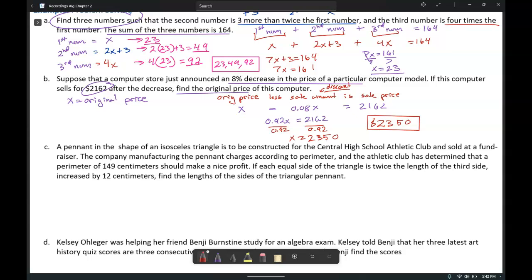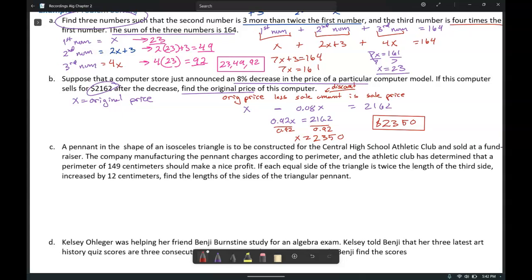And we want to think, does that make sense? Should the original price be higher or lower than the sale price? It should be higher than the sale price. So this answer does make sense, as it is more than our sale price.